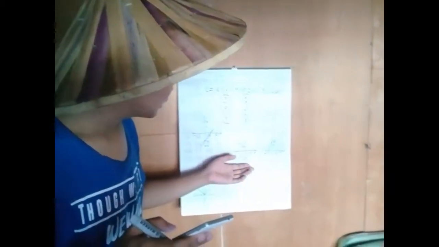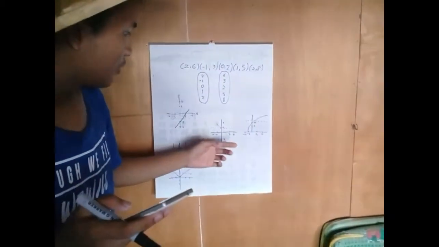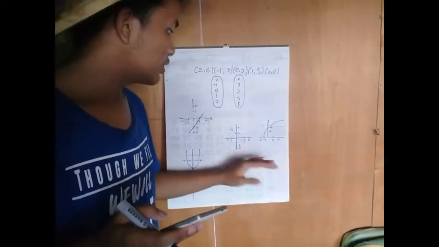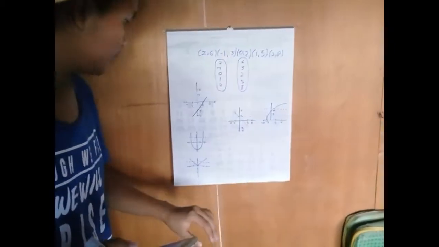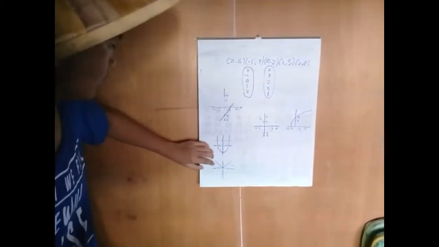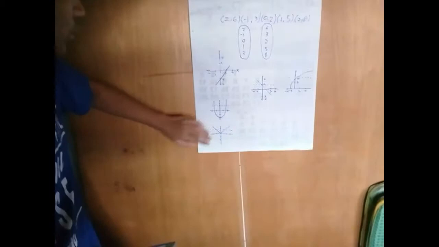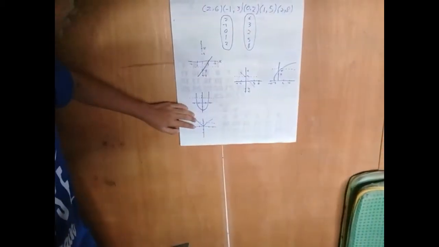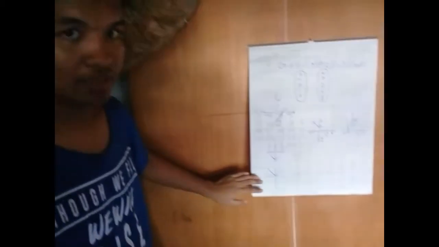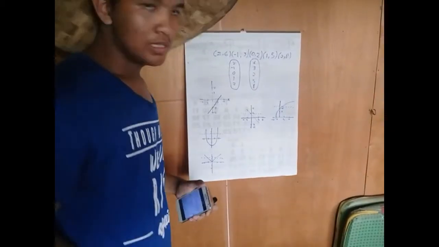And here are some examples of functions that pass the horizontal line test. And here are the examples of functions that fail the horizontal line test. This is how it works.